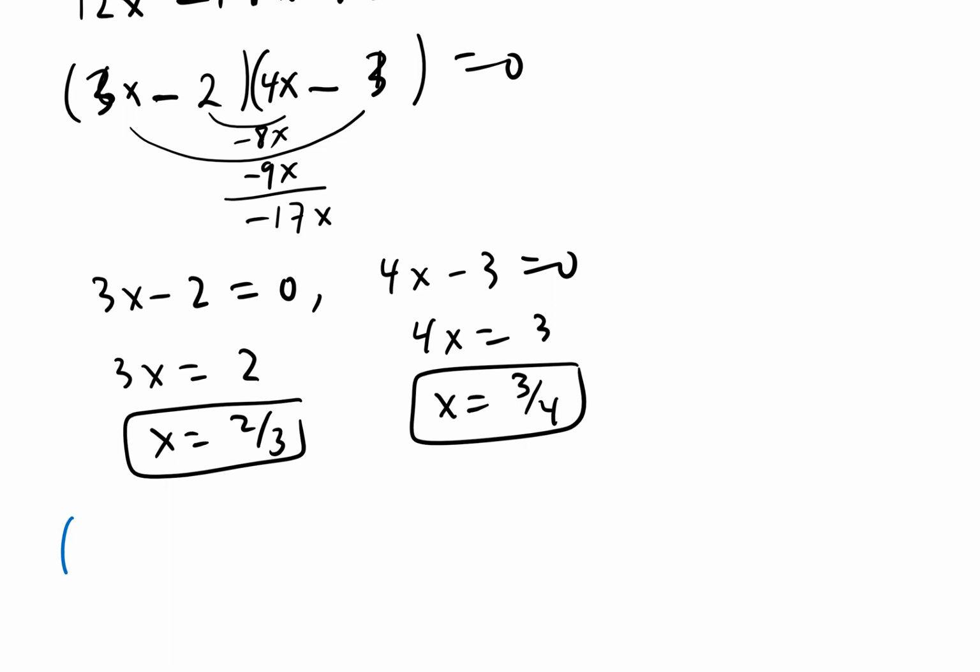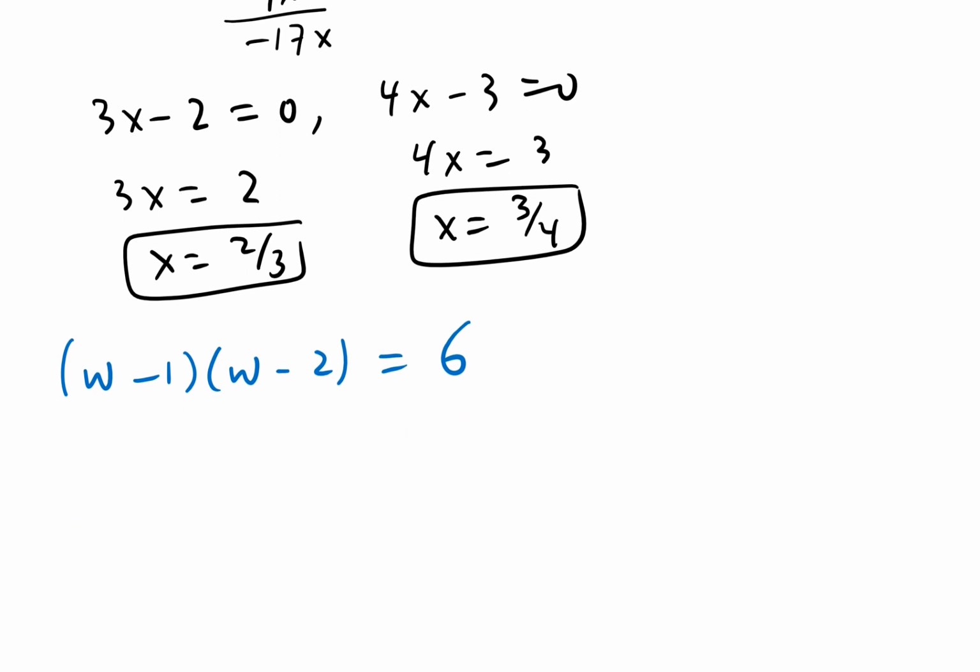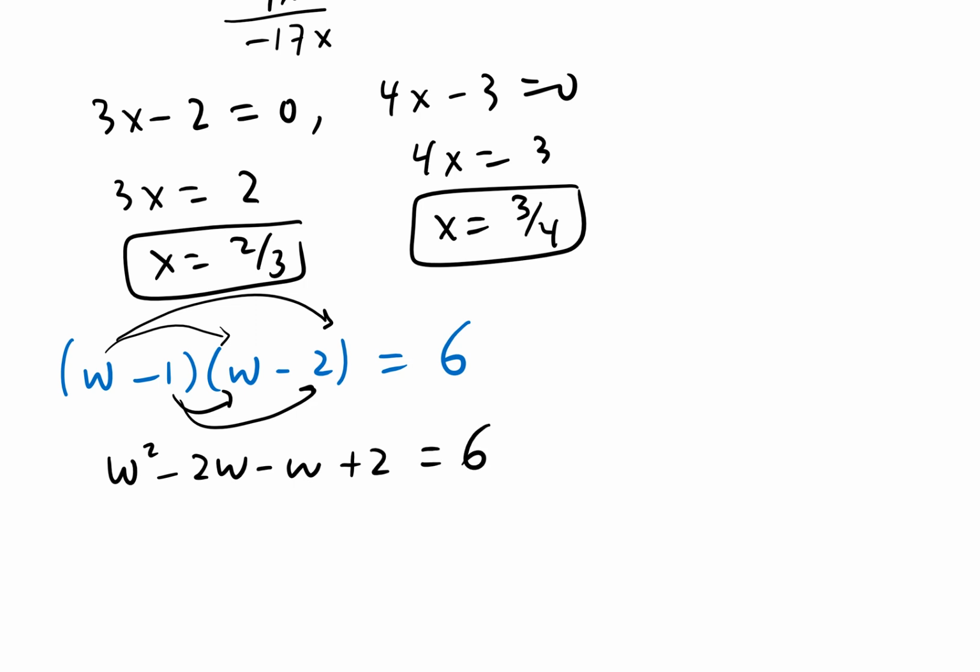How about if they give us something more difficult, something like this, equals 6, not a 0. In this case, we need to make it equal 0 somehow. The only way to do that is to expand the left-hand side, FOIL it, multiply it, expand it. W times W, W squared. W times 2, minus W times 2, minus W. Negative, negative, positive 2. It's quadratic, so it means everything must equal 0.